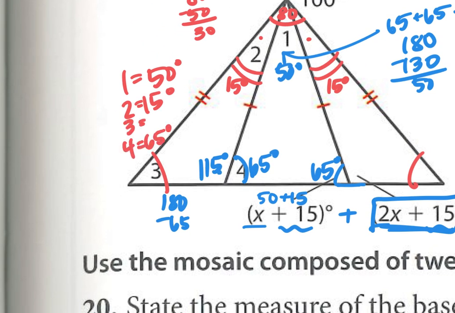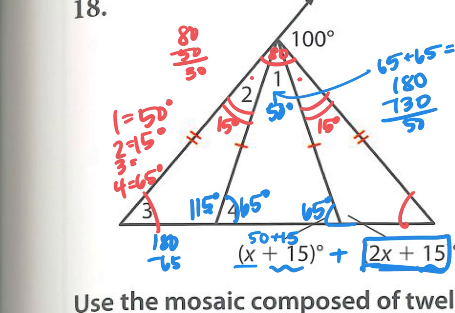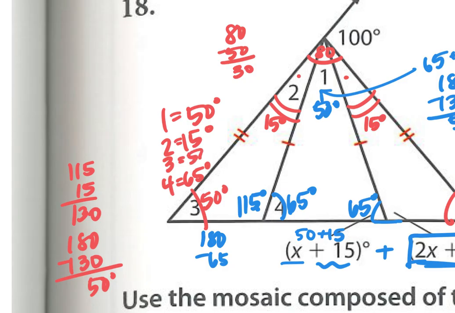So we're just left with angle 3. So how are you going to find angle 3? I'm going to do 115 plus 15, that's 130. Okay. Will that give me angle 3? Yeah, and so what would that be? 180 minus 130, and it gives you 50. So angle 3 has to be 50 degrees.